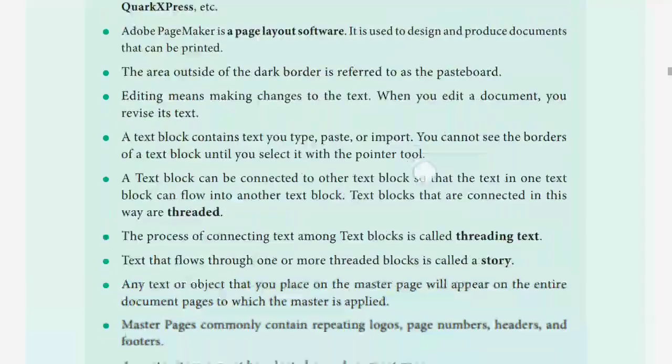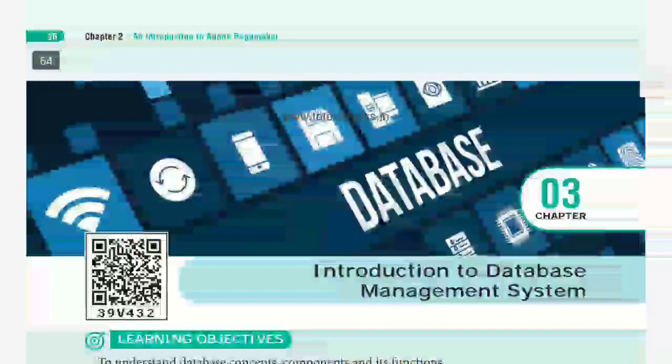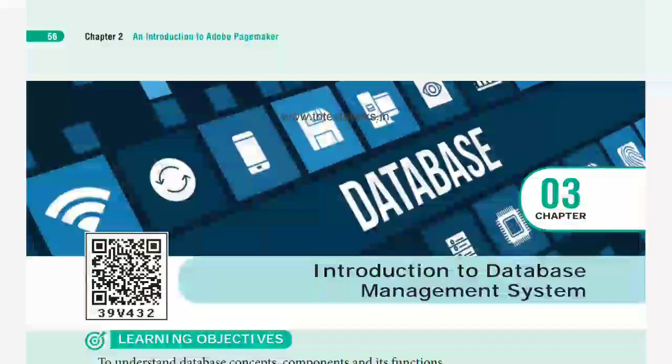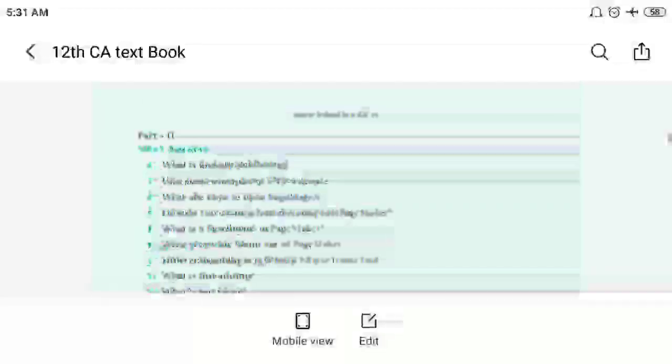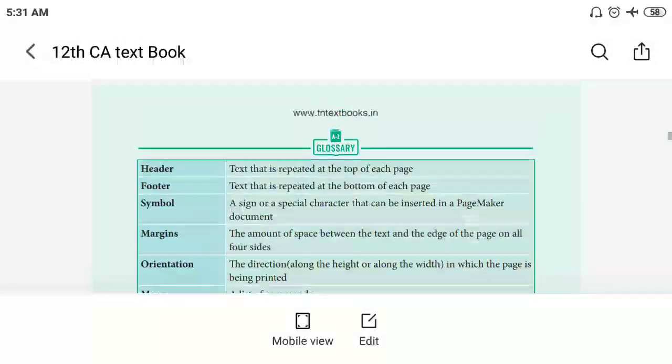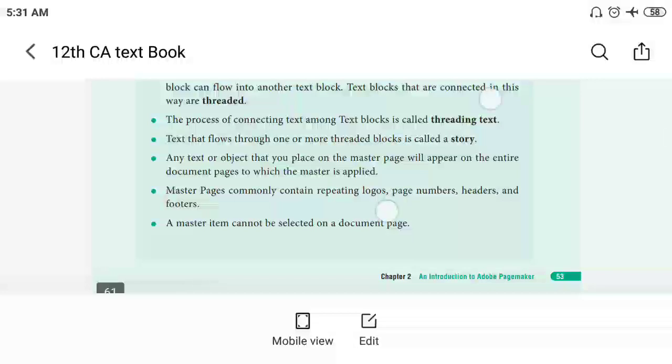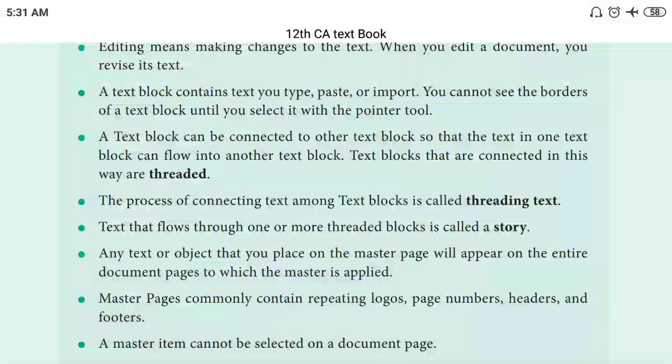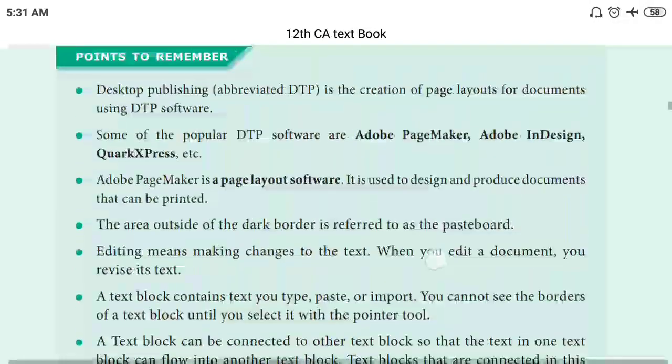Today we are going to see a new chapter, which is known as Introduction to Database Management System. Before going to that, the points to remember of every chapter are very important here. You can see that the entire chapter is given as short, important points.